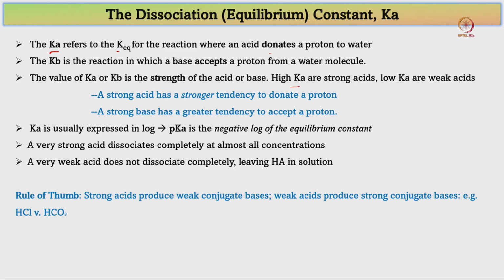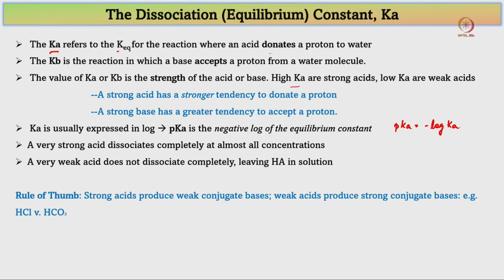Now, Ka is usually expressed in log form. So, what is pKa? pKa is the minus log of Ka. This is the negative log of the equilibrium constant.